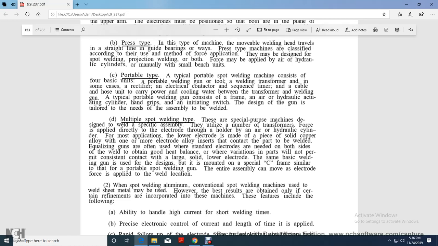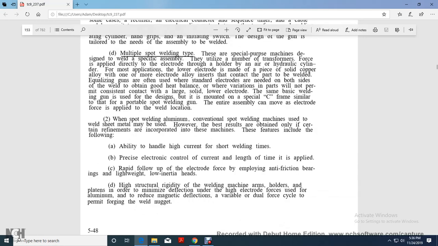Equalizing guns are often used with the standard electrodes on both sides of the weld. The good heat balance with variation in parts permits the constant contact of large solid lower electrodes. The main basic welding gun used for the design is mounted on the Z-frame, similar to that of the portable spot welding. The entire assembly can be moved as the electrode force is applied to the welding location.